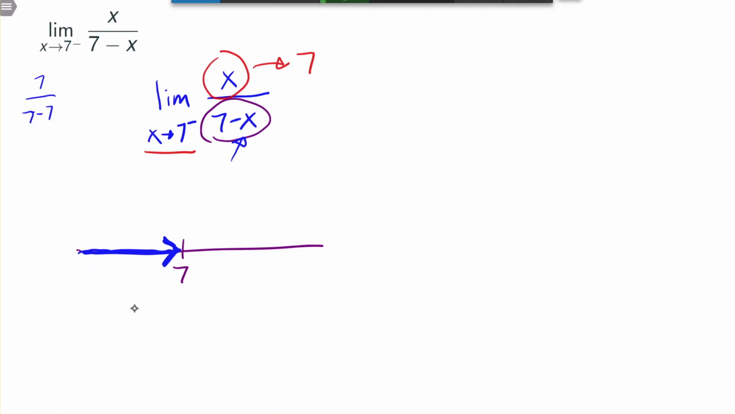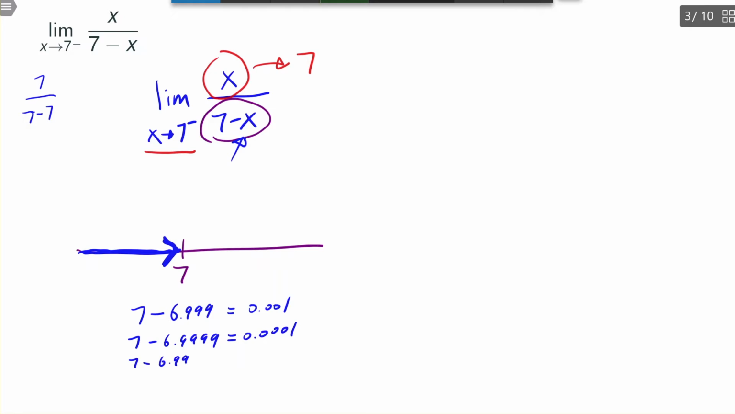So as a demonstration, let me do a few calculations. So we can think of 7 minus 6.999, which gives us 0.001. 7 minus 6.9999, even closer to 7 from the left side. So we can think about doing this forever. And we don't need to do it forever, but we can notice the trend.